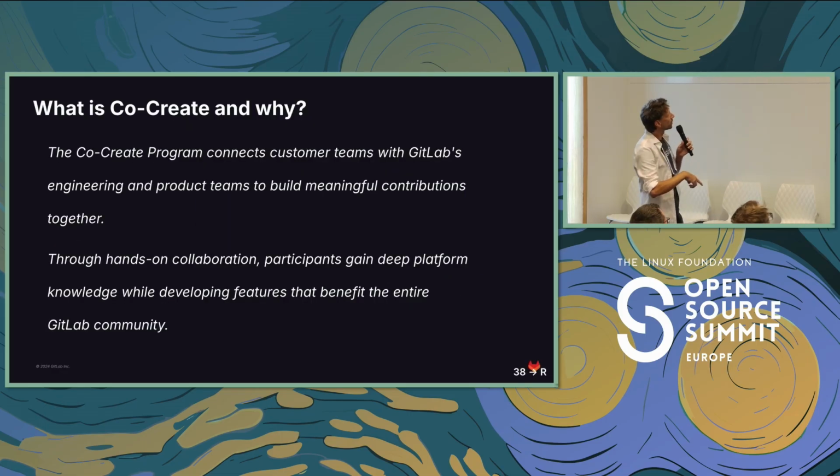So if we go next. This co-create program that we have at GitLab connects customer teams with GitLab's engineering teams.